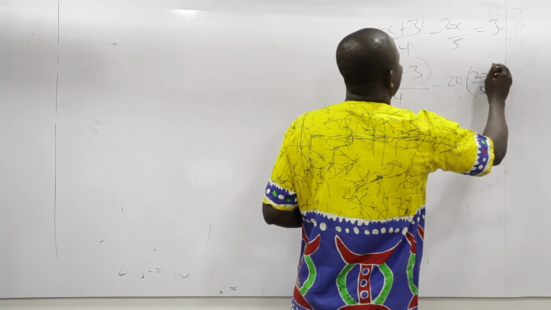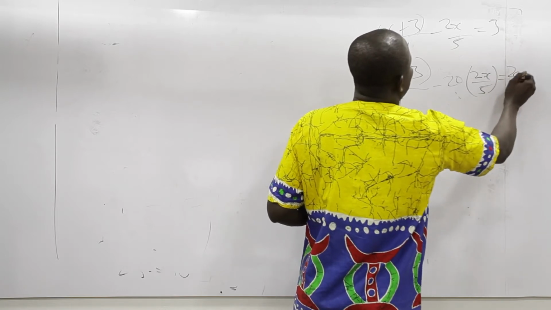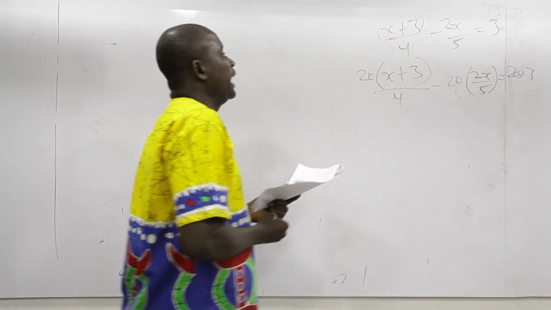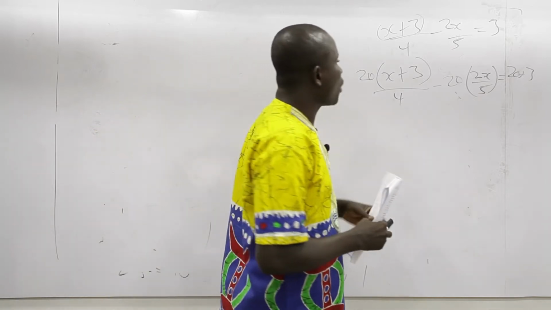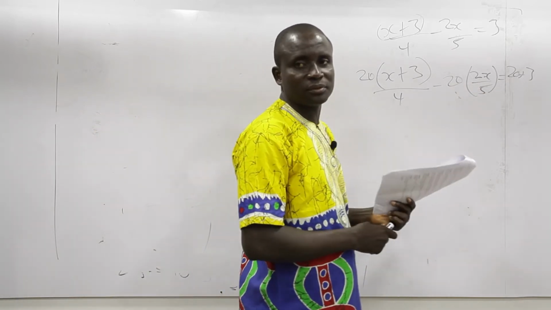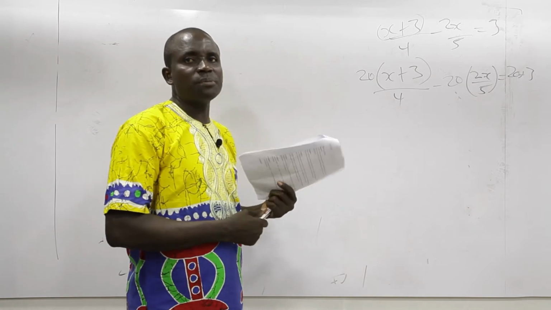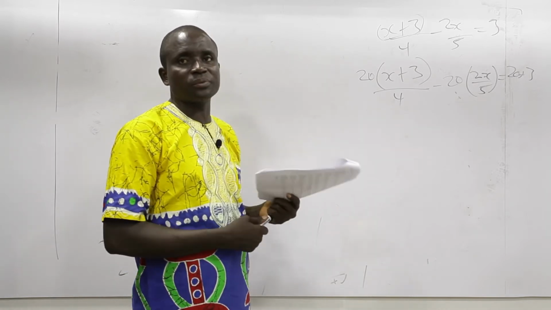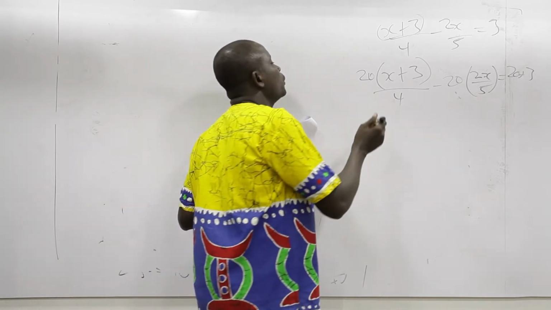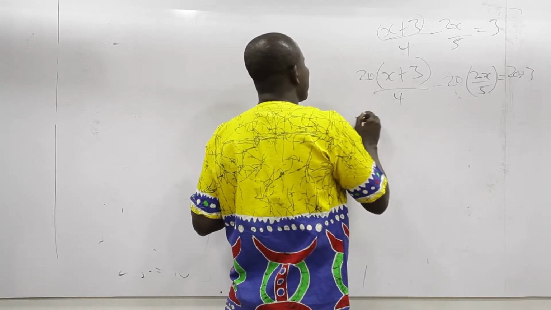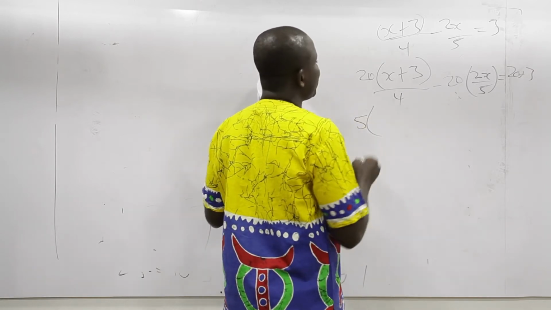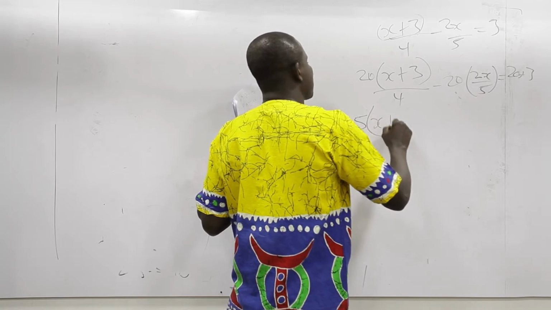2x over 5 is equal to 20 times 3. Anytime you put something into a bracket like this, it means it's multiplication. Is that okay? It means it is multiplication. So if that's the case, then how do you do it? This one can go into this and we get 5 here. After getting the 5, still x plus 3.